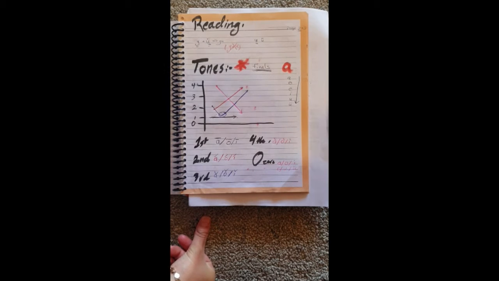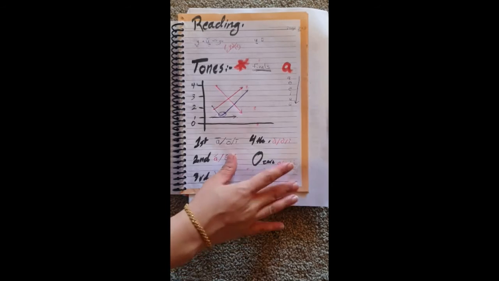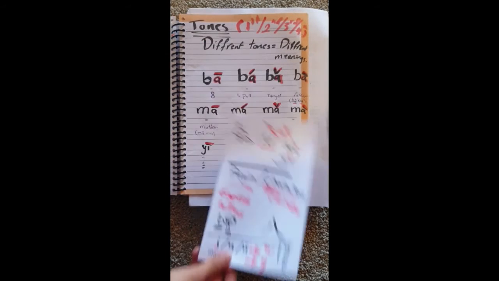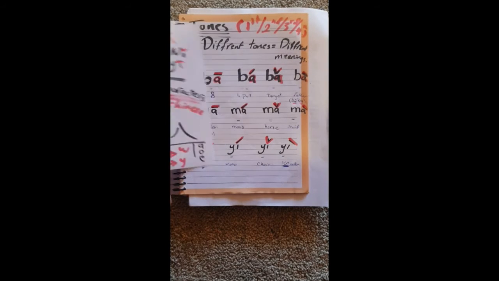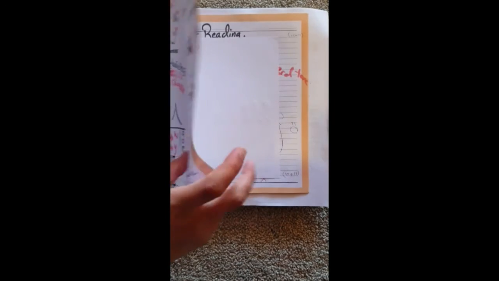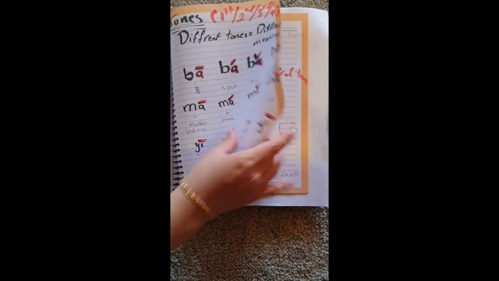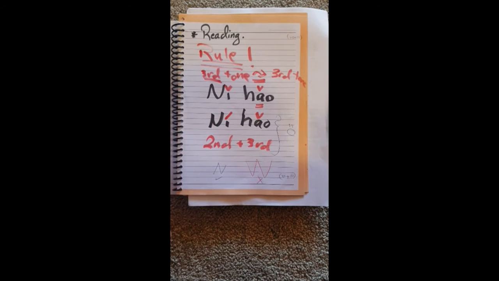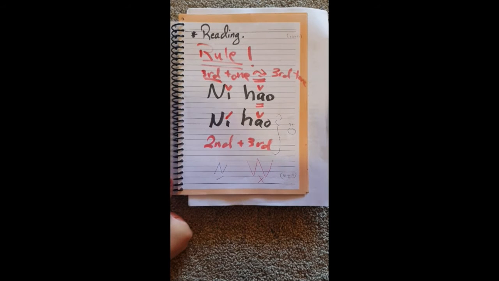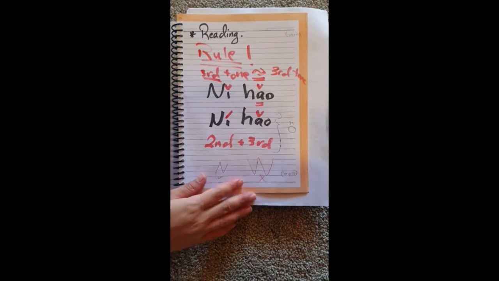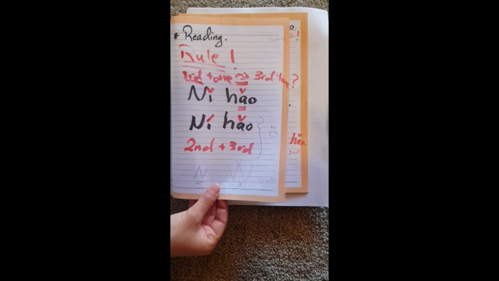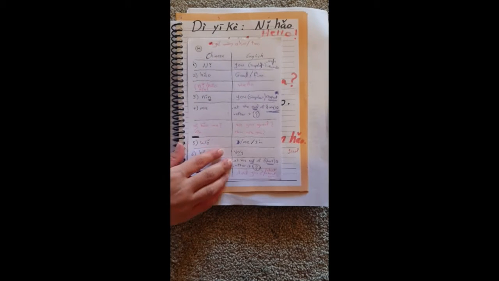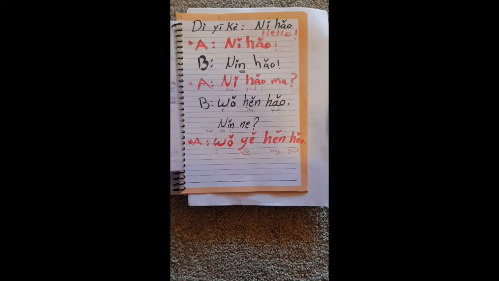Tones, a, and the zero tone is a. We said that if you change the tone, you're changing the meaning. Our rule is: if you have a third tone with a third tone, you change it to become second tone with third tone, only in pronunciation.